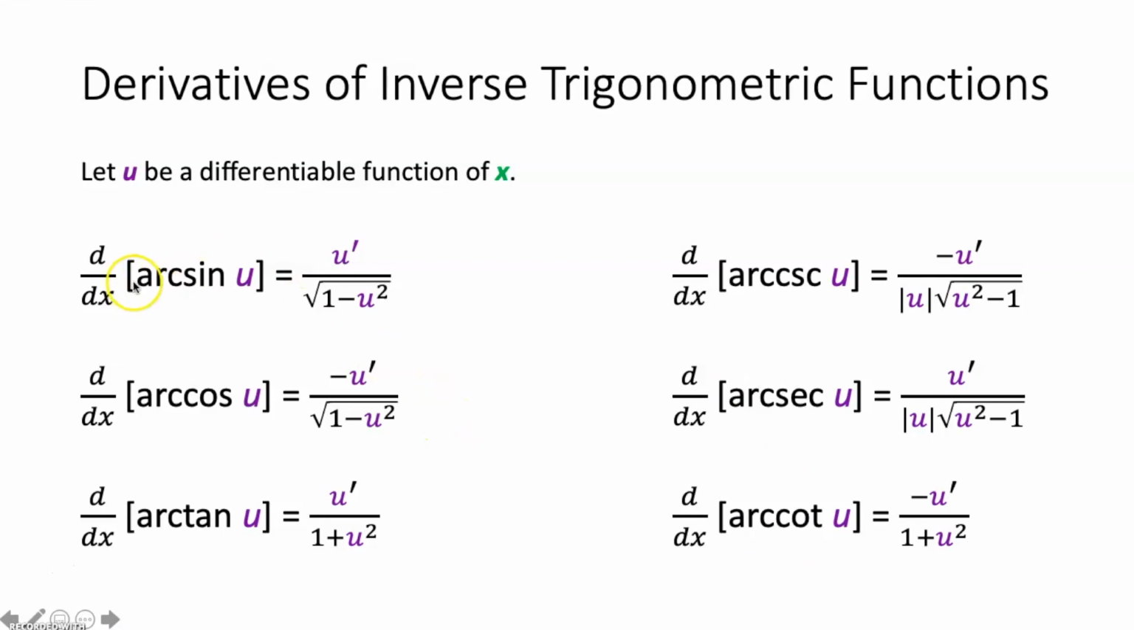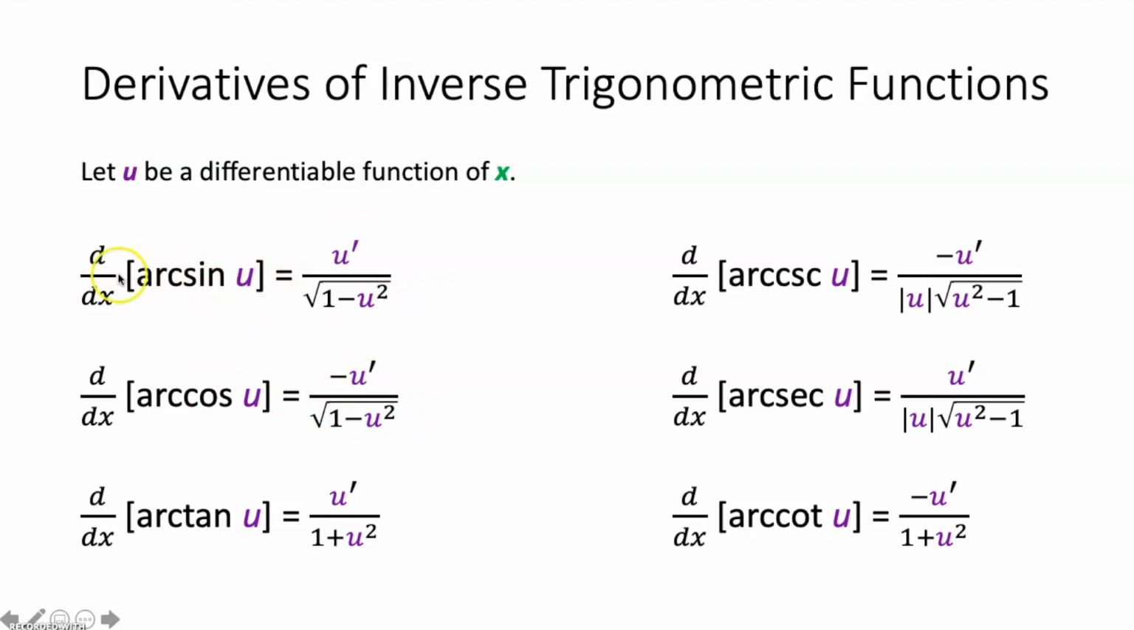And hopefully you already know that arc sine is the same as inverse sine. Arc cosine is the same as inverse cosine, and that's the same for all of these. Also, we are letting u be a differentiable function. So instead of putting x in here, we're putting u, because it's not always just going to ask you what's the derivative of the inverse sine of x. It's going to ask you what's the derivative of the inverse sine of x cubed, or x squared plus 5x. That's what it's usually going to ask you. And so these formulas help you when you're not just taking the derivative of inverse sine of x.